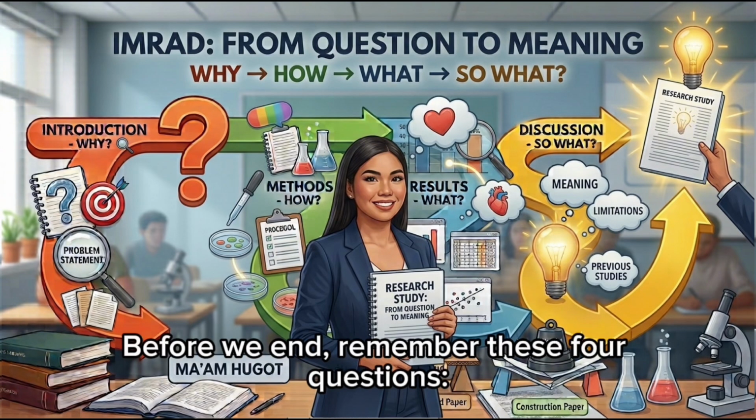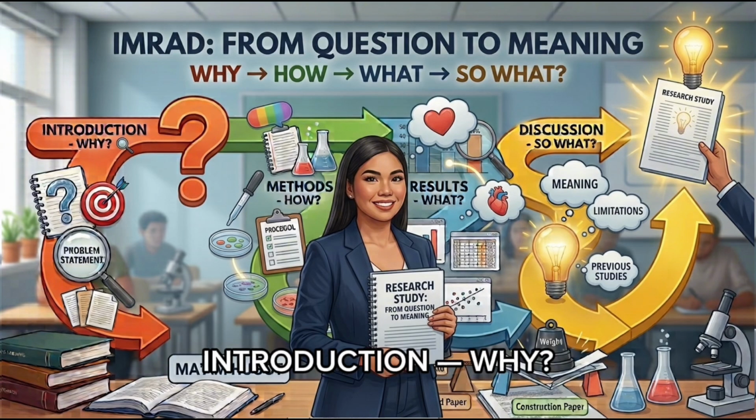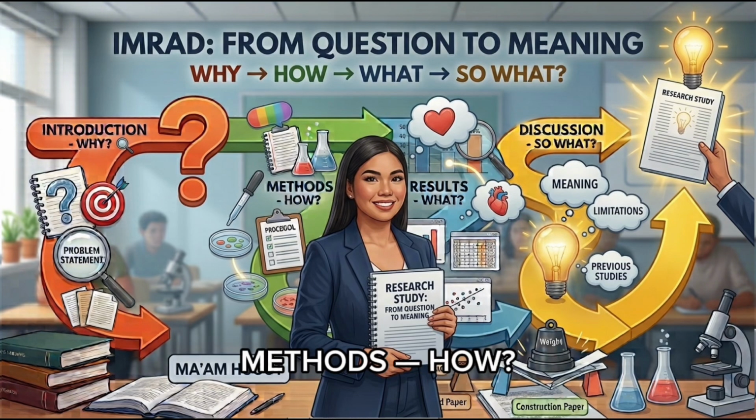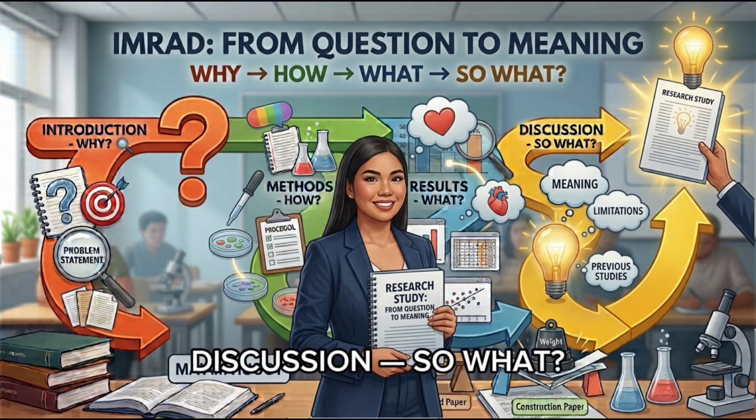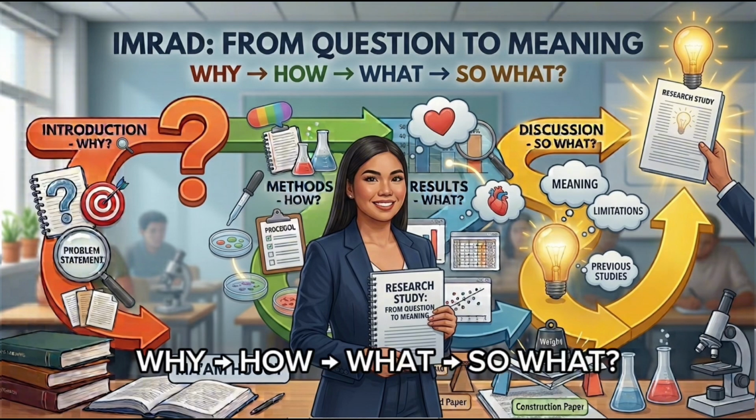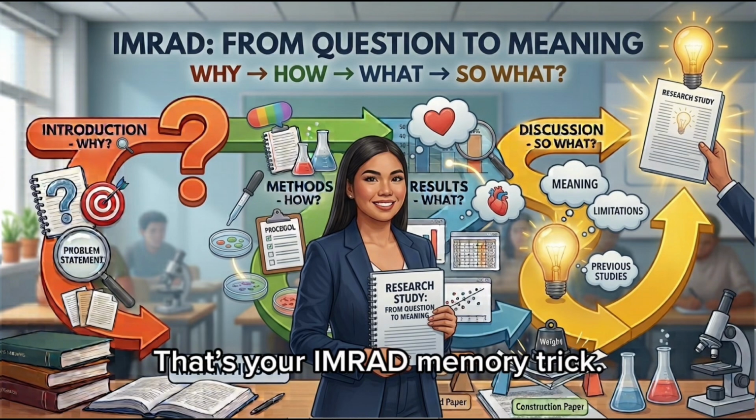Remember this. Before we end, remember these 4 questions. Introduction, why. Methods, how. Results, what. Discussion, so what. Or simply, why, how, what, so what. That's your IMRAD memory trick.